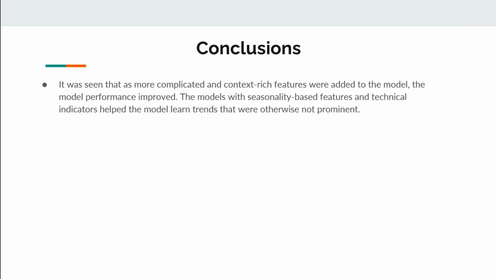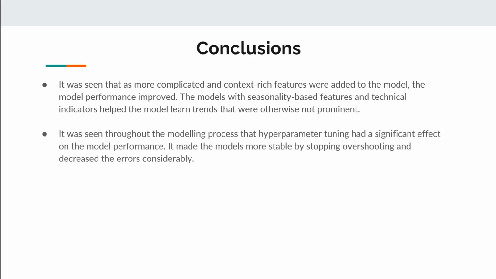We now talk about the conclusions. Firstly, it was seen that as more complicated and context-rich features were added, the model performance improved. The models with seasonality-based features and technical indicators helped the model learn trends that were otherwise not prominent. Secondly, it was seen that throughout the modeling process, hyperparameter tuning had a significant effect on the model performance. It made the models more stable by stopping overshooting and decreasing the errors considerably.